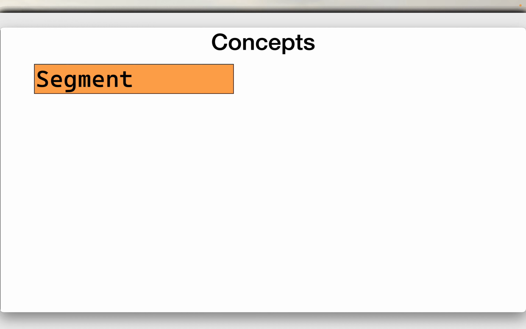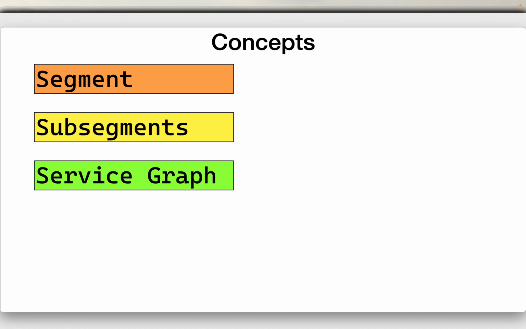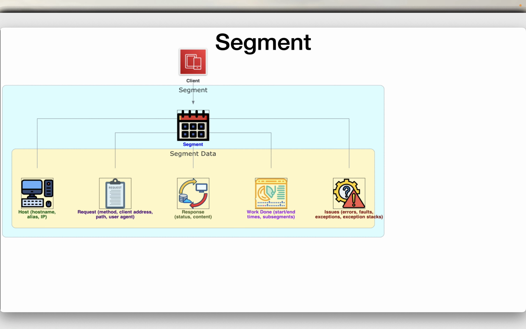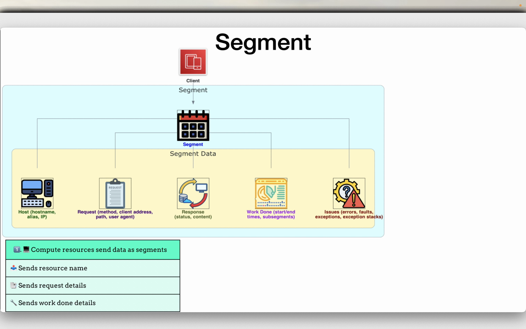Okay, now we'll see some of the important concepts related to X-Ray, which are segments, subsegments, service graph, traces, and sampling. So first is segments. The compute resources running your application logic send data about their work as segments. A segment provides the resource name, details about the request, and details about the work done.